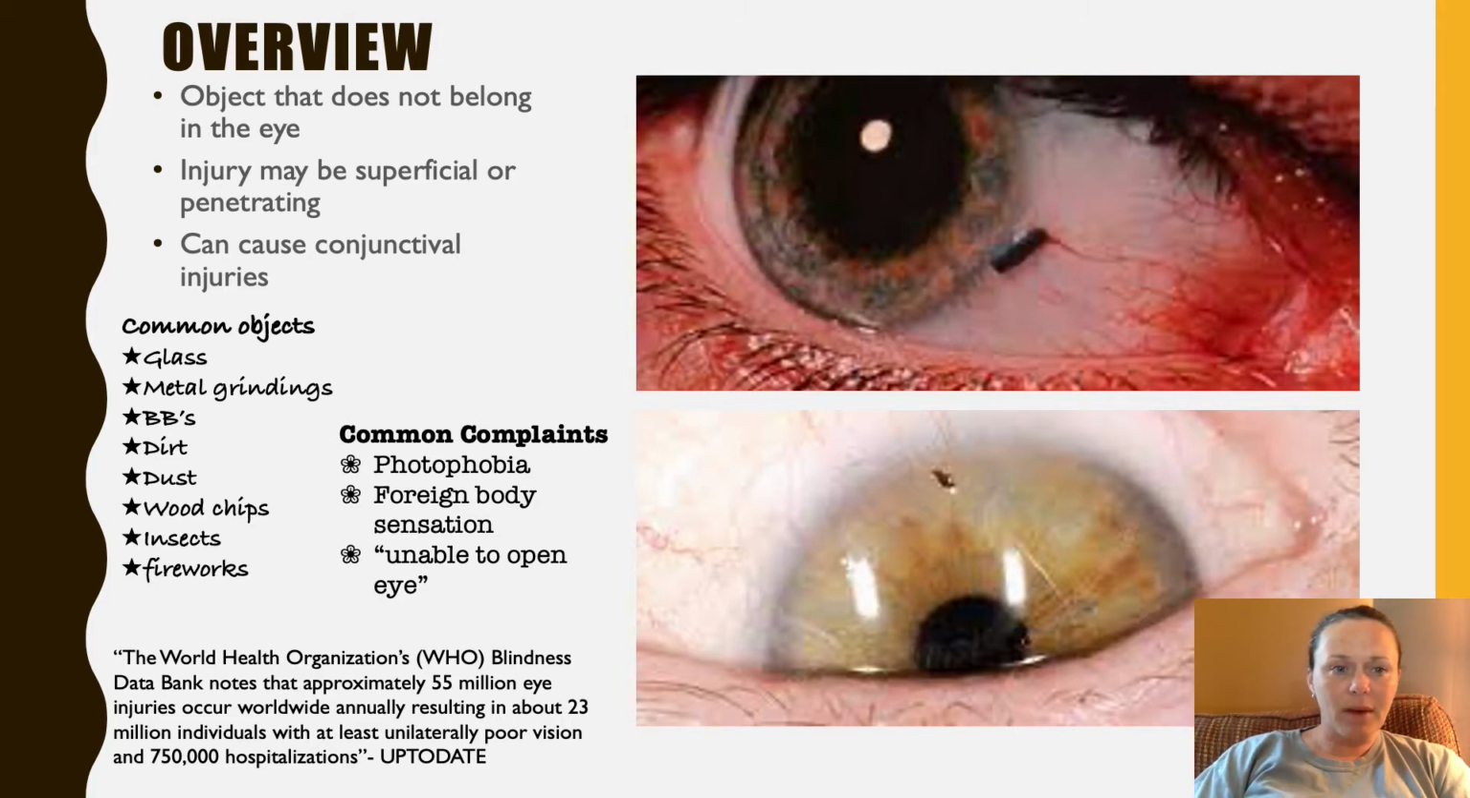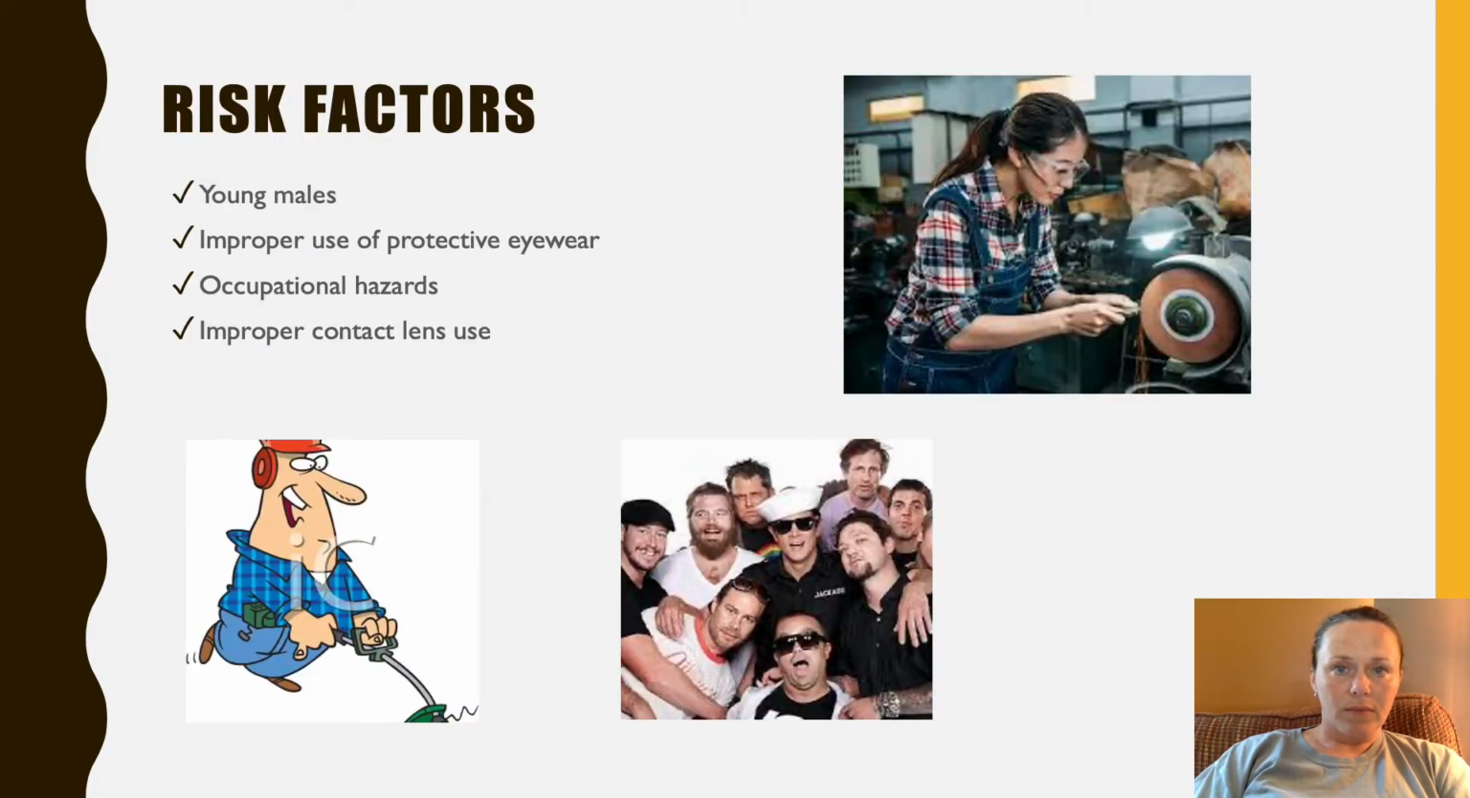A little fun fact from UpToDate, the World Health Organization's Blindness Data Bank notes that about 55 million eye injuries occur worldwide annually, and it results in 23 million individuals with at least unilaterally poor vision and about 750,000 hospitalizations. Some risk factors for foreign body in the eye are young males, improper use of protective eyewear, occupational hazards, and improper use of contact lenses.